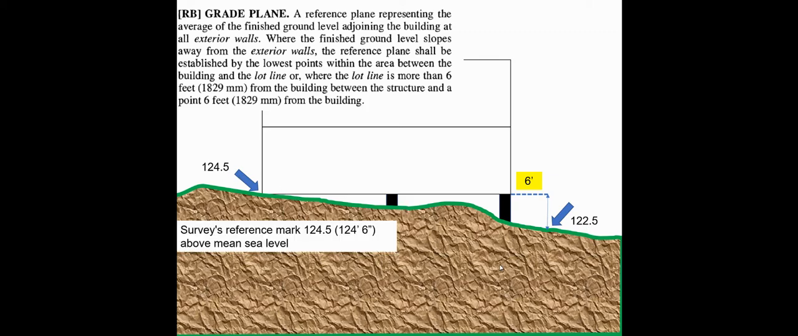So basically what we're going to do here, and just for everybody's information, the 124.5 is 124 feet, 0.6 inches above mean sea level, which is halfway between low tide and high tide. These are surveyor's marks. You'll see these a lot on plans. So we're going to have an average of 123.5. So that's our average plane for this house. So the grade plane is a big deal.